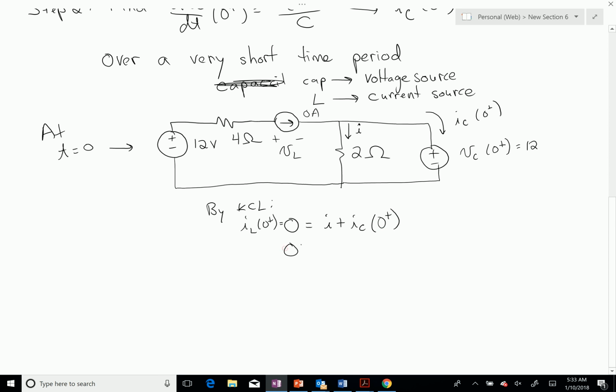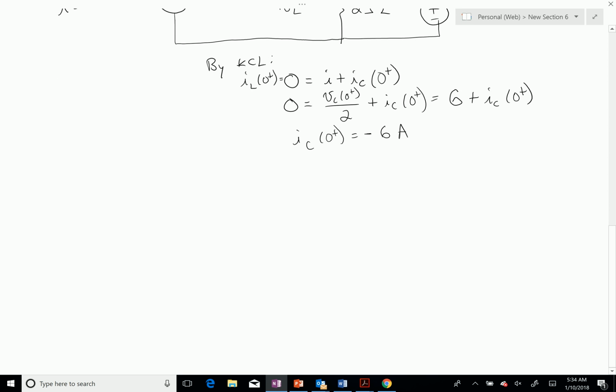Looking at this, that means that 0 equals, so what is I? Well, I would be Vc of 0 plus divided by 2. All right, because we know that Vc of 0 plus is 12, that means I have 6 plus Ic of 0 plus. Or I have Ic of 0 plus equal to minus 6 amps. Okay, like that.